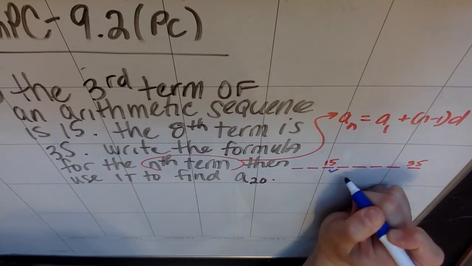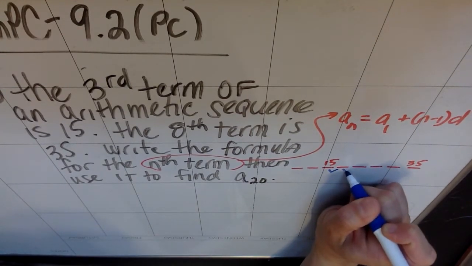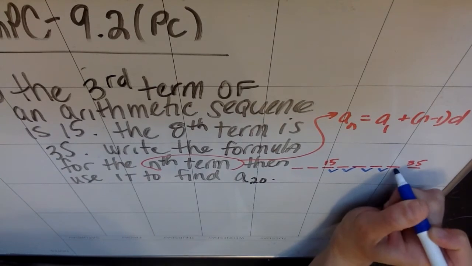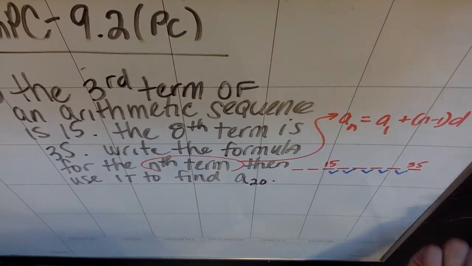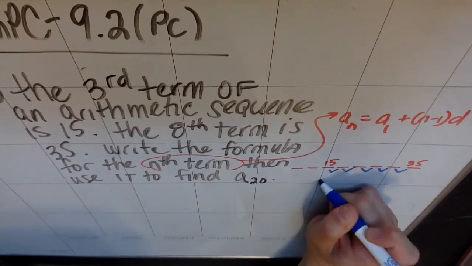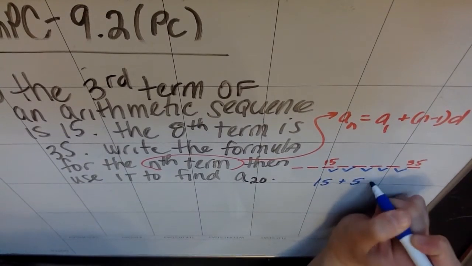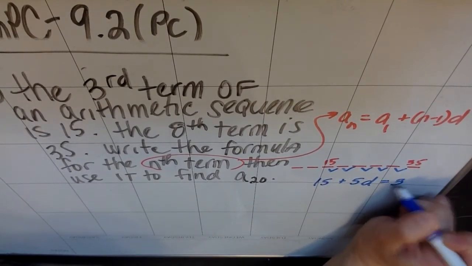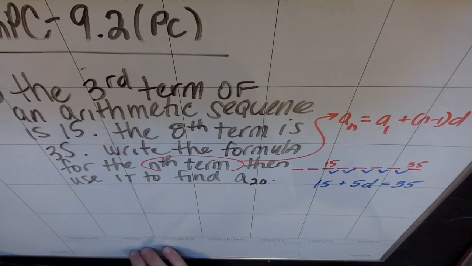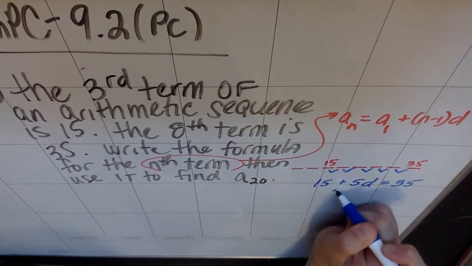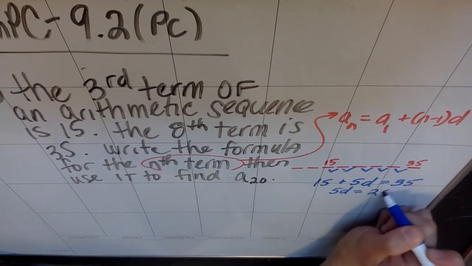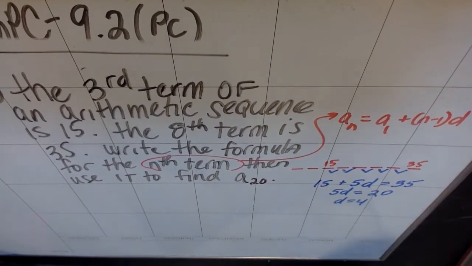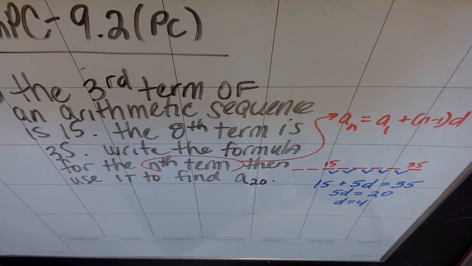So I would need 1 common difference to get to the next term, 2, 3, 4, 5. I would need 5 common differences to get from one to the other, right? So 15 plus 5 of the common difference has to give me a 35. Well, that means that 5 of the common difference is a 20, so the common difference must be a 4. Now, the cool thing about drawing it out this way is I can now use this to fill in the rest of the values.